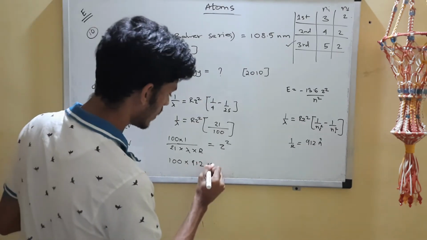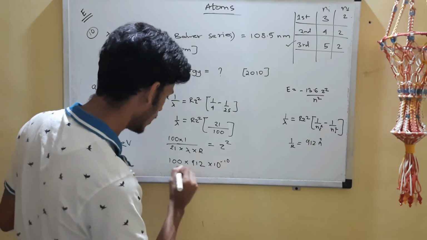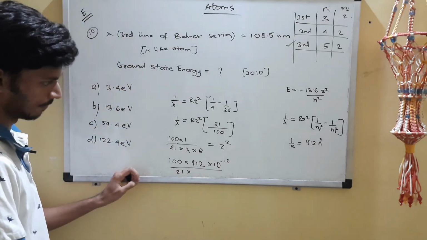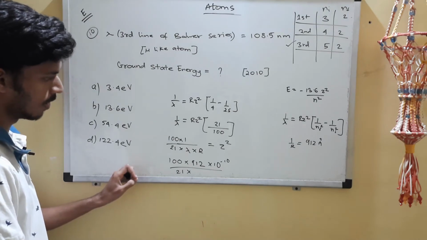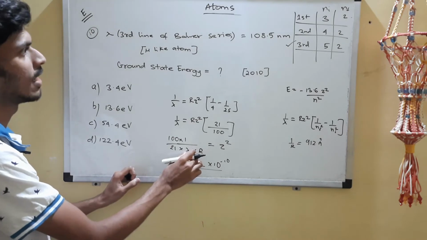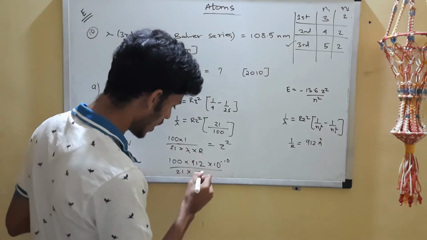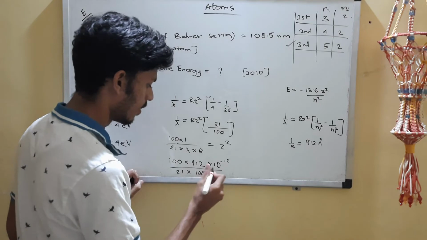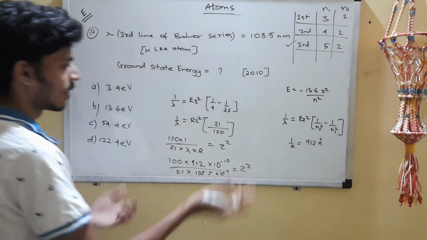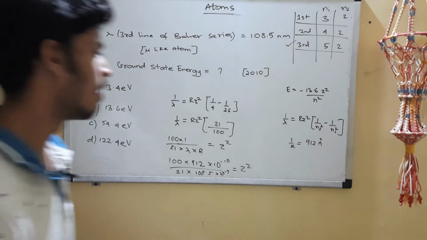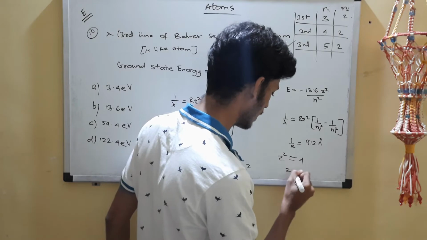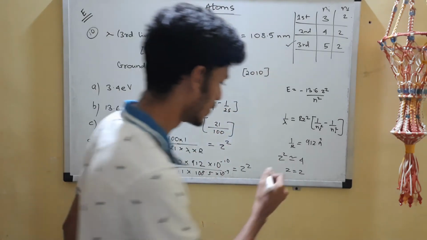I will write it as into 10 to the power minus 10 in SI units, into 21, into lambda. 1 by R we have already substituted. We are just left to substitute lambda, which is 108.5 nanometers. Now you have to cancel this and calculate this out, and this will come around 4. So Z squared will be around 4, so Z is around 2. Trust me on that.